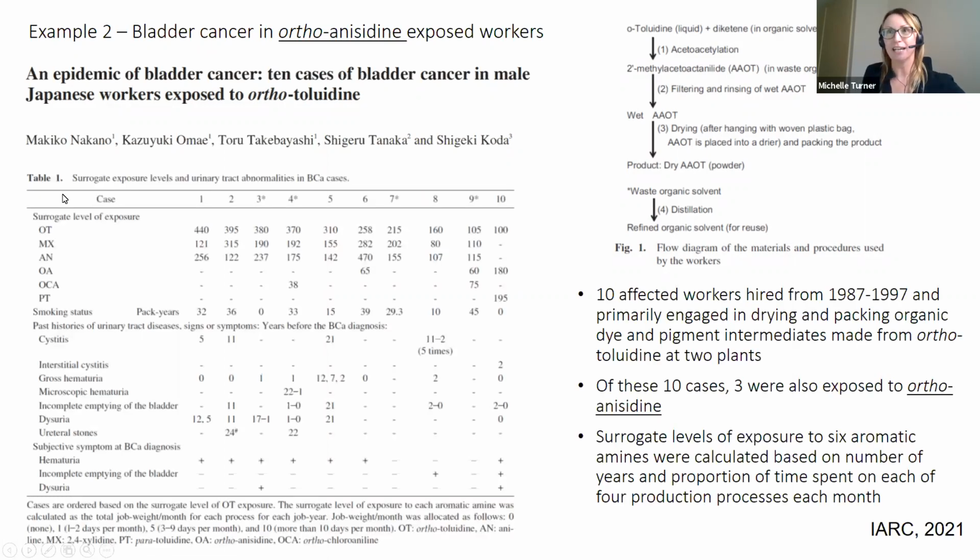You'll see this Table 1 is a main summary of the information contained in this case report. This was a case report that focused mainly on orthotoluidine, which is this first line, OT. These are the 10 bladder cancer cases, and these numbers here are a kind of surrogate level of exposure that they calculated for these 10 workers exposed to orthotoluidine.